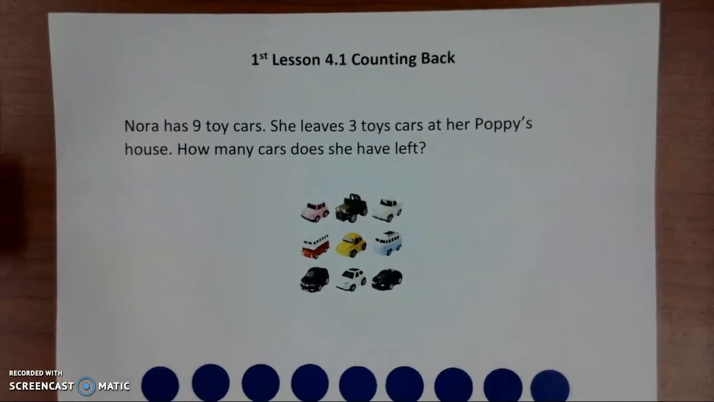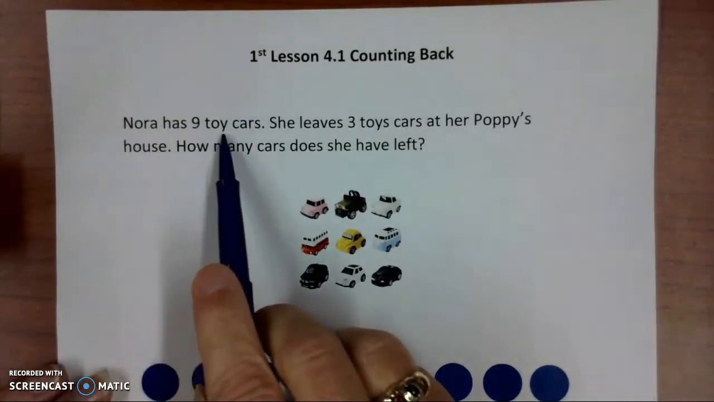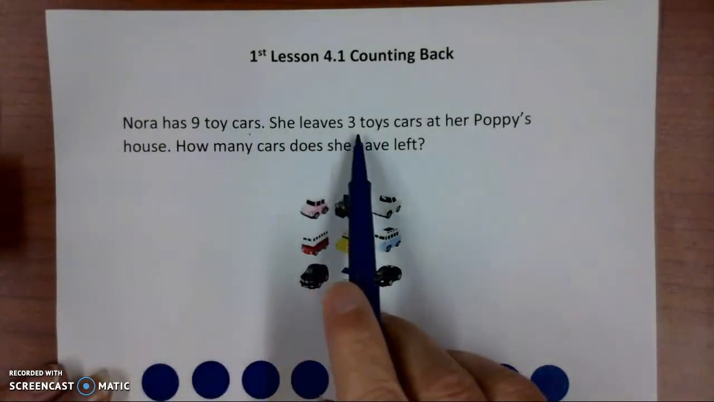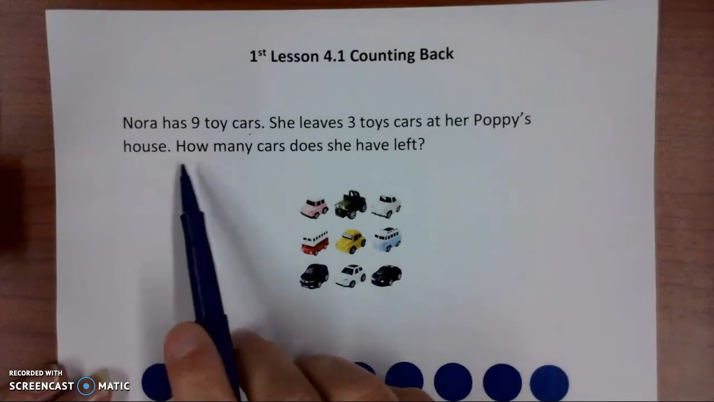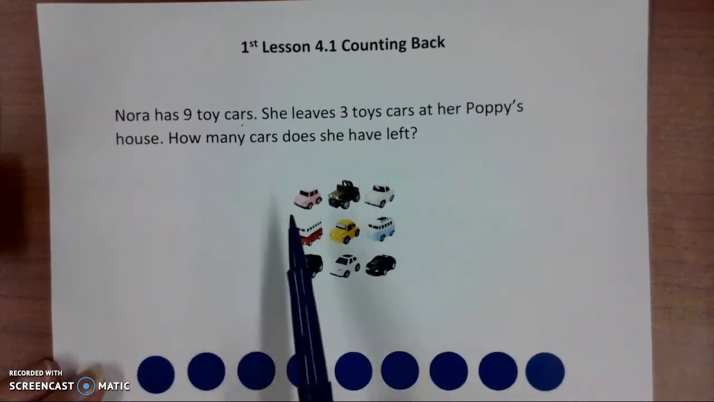Alright, we're going to solve this problem using the counting back strategy. Nora has 9 toy cars. She leaves 3 toy cars at her Poppy's house. How many cars does she have left? Here's a picture of her cars.